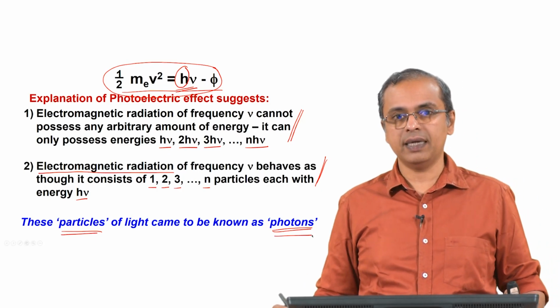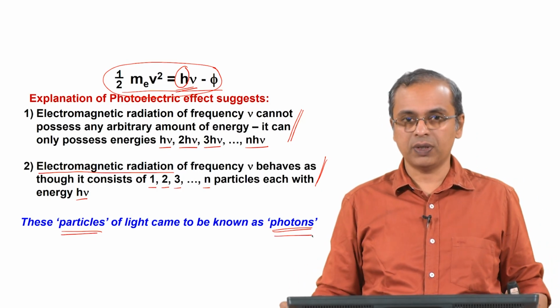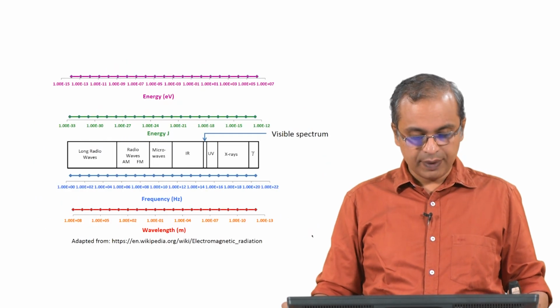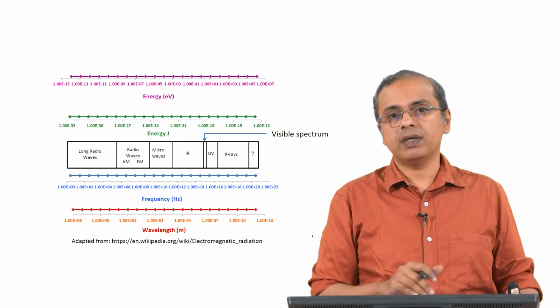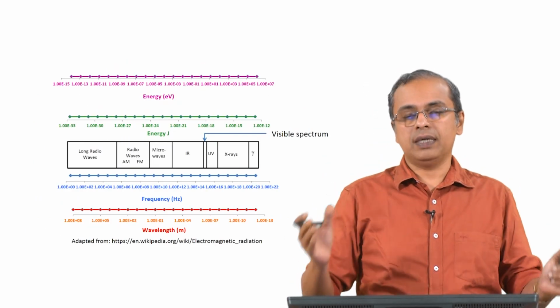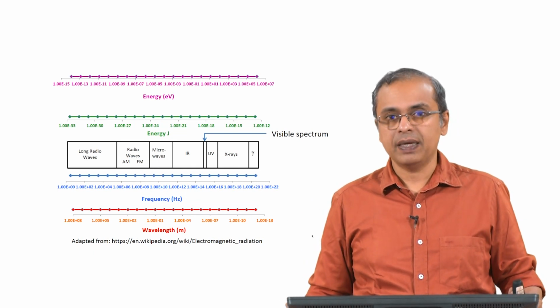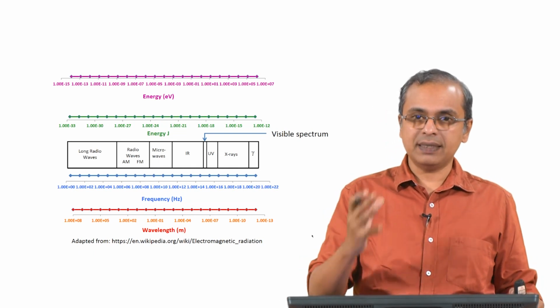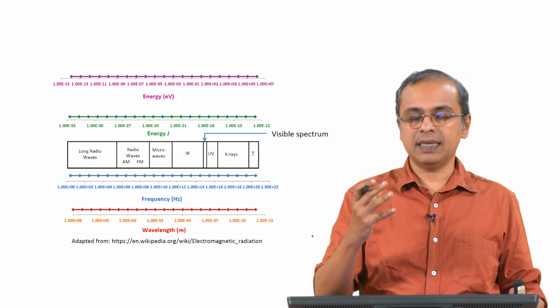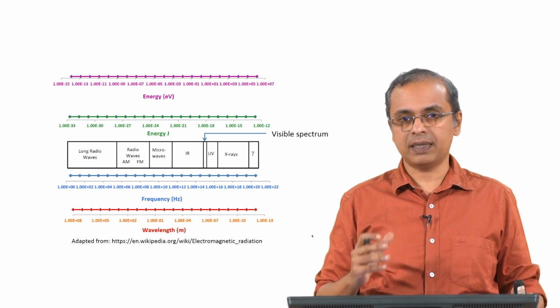Okay. So, that is the idea that was put together by Einstein. So, with that background we will now look at the overall electromagnetic spectrum and get a sense of where is the solar energy and what is the visible spectrum, etc.